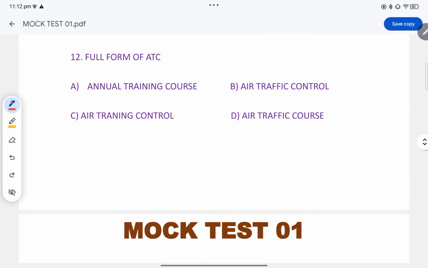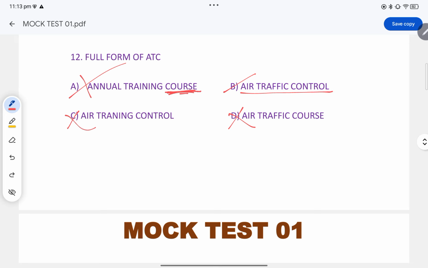What is the full form of ATC? While taking a class also I was telling you, you have to understand the question and look for the options. Annual training course. They may confuse you with this kind of words where it looks similar, but no, you quickly tick it. This is the right answer, but course, no. So you check for the other option. Air traffic control. Yes, this is right. Air traffic course is the wrong answer. Air training control is also the wrong answer. So it is air traffic control.